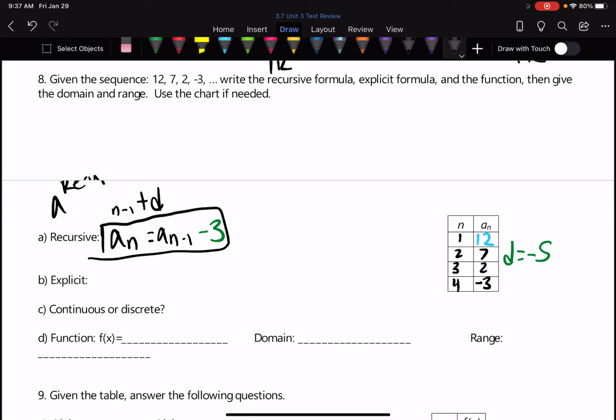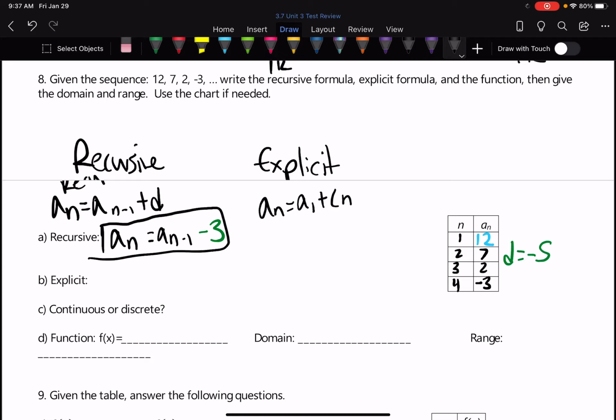We've got our recursive here is our a sub n equals a sub n minus 1 plus d. That's our recursive. And the explicit formula is going to be a sub n equals a sub 1 plus n minus 1 multiplied by d. We know our a sub 1 is equal to 12. We're going to add n minus 1 multiplied by -5.